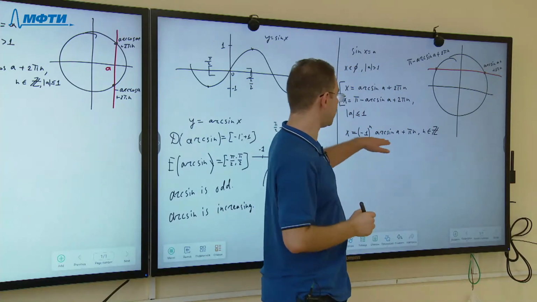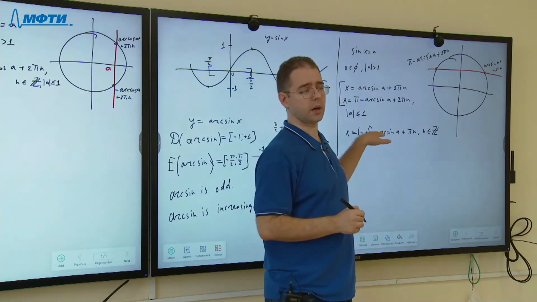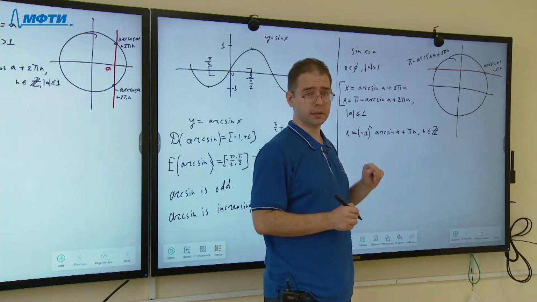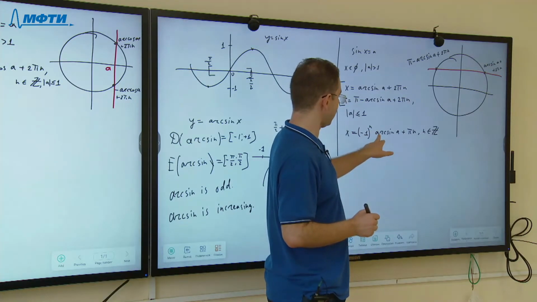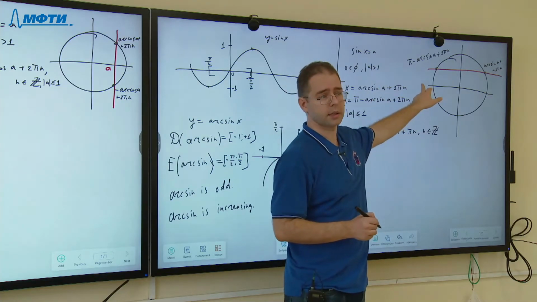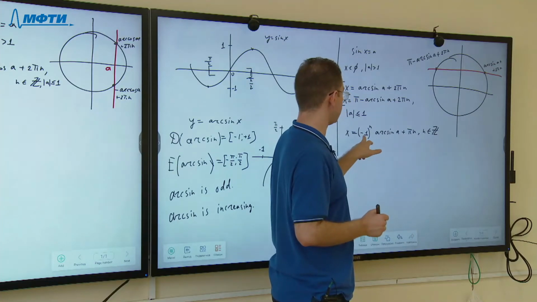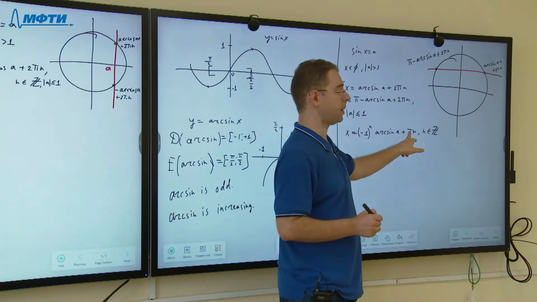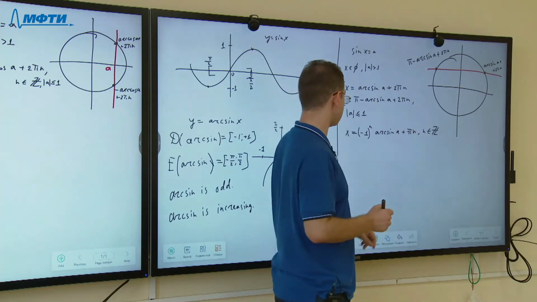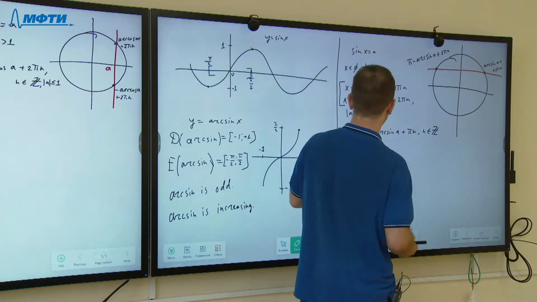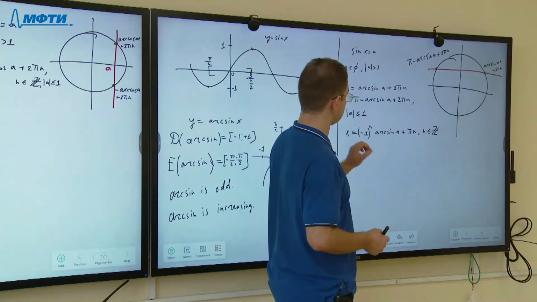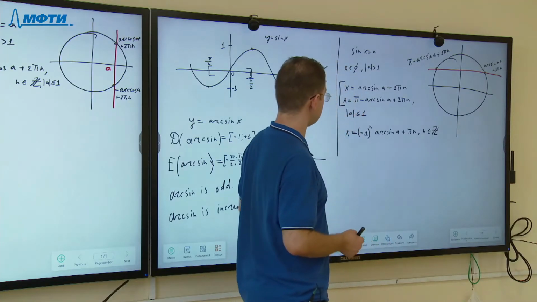And if in this line n is an even number, then minus 1 power even number is plus. So we have arc sine a plus even times pi. That is the first line here. If n is odd, we have minus arc sine a plus odd number of times pi, which is the second line here. So this is the way to solve this equation.